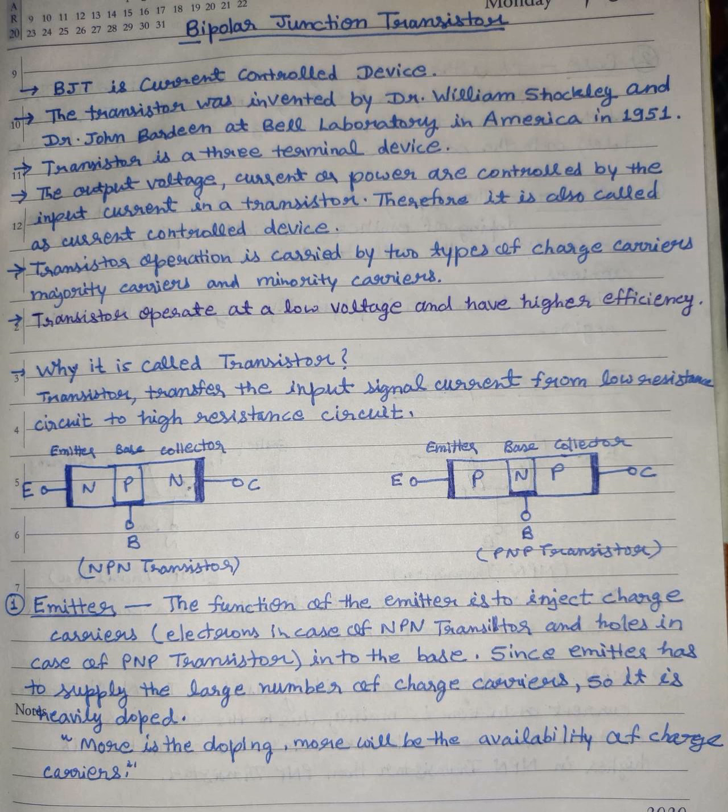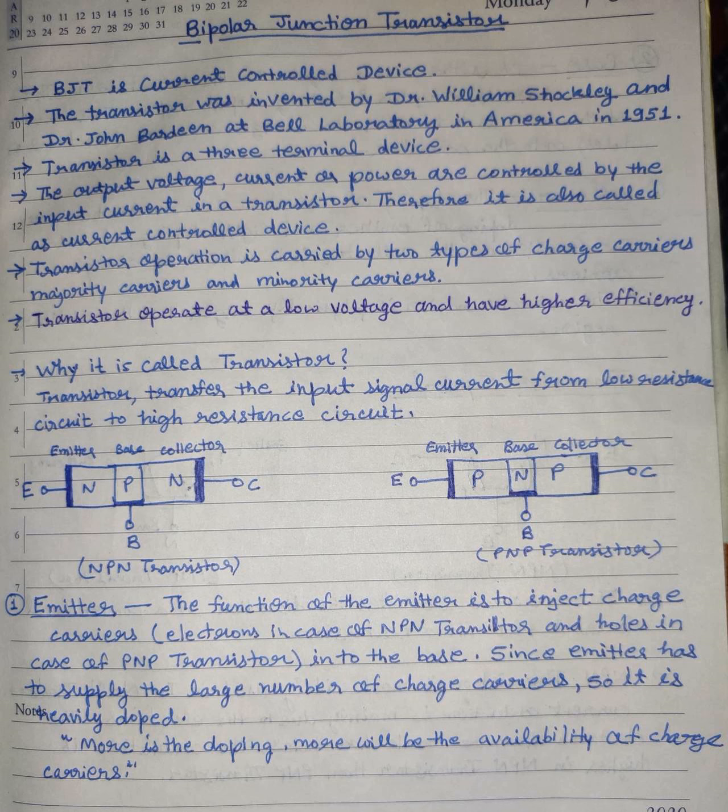Base is lightly doped, and the doping of the collector is in between the emitter and the base. The more the doping, the more the availability of charge carriers.